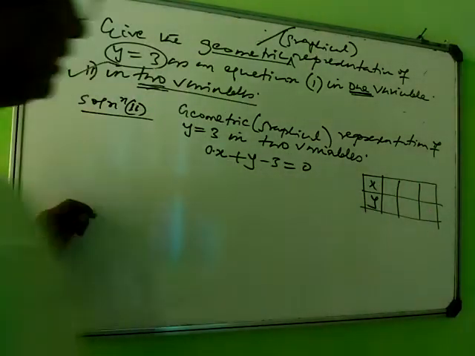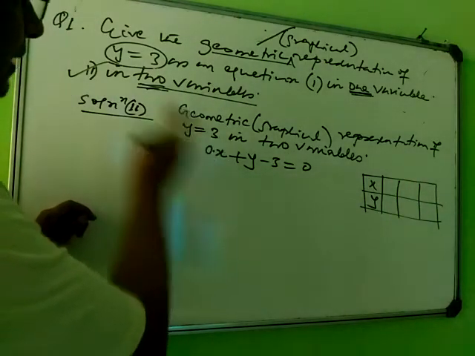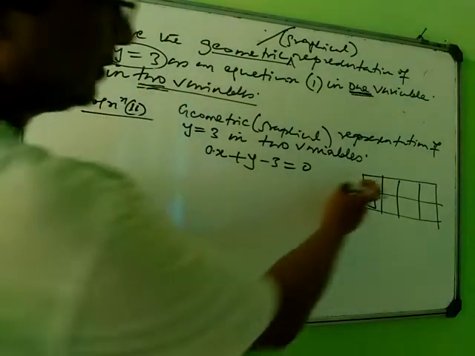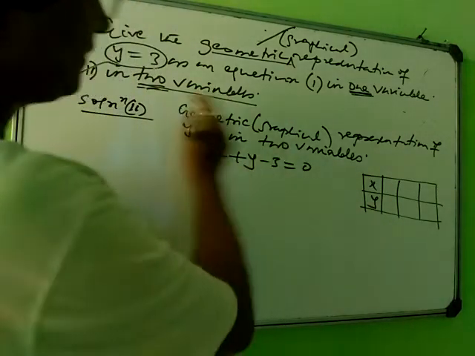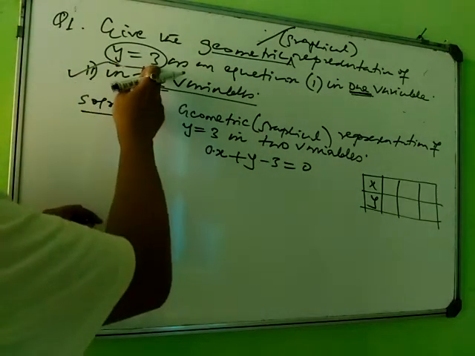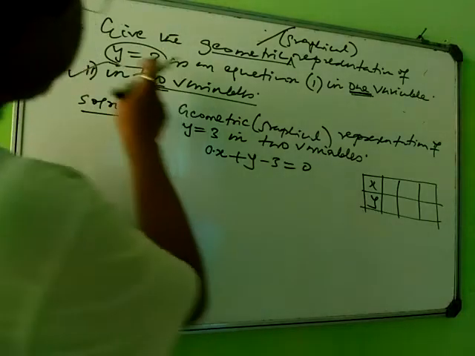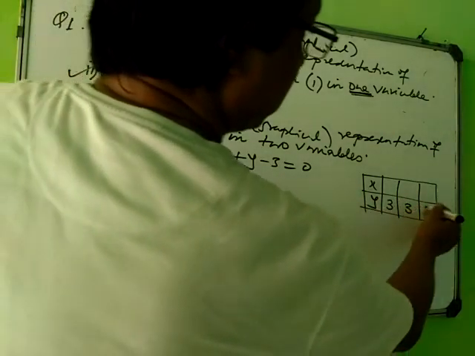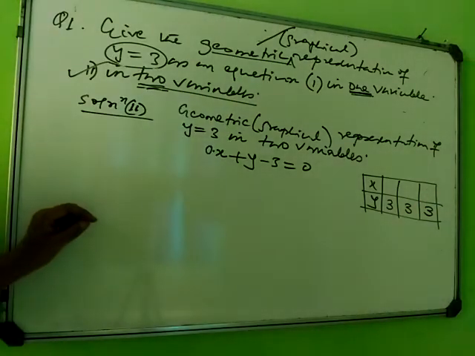So it is xy. Here y is 3, but the variable is 2. So there is x, y, but they have given only for y. So y is fixed. Y value cannot change. So y is 3. So all this y will be 3.